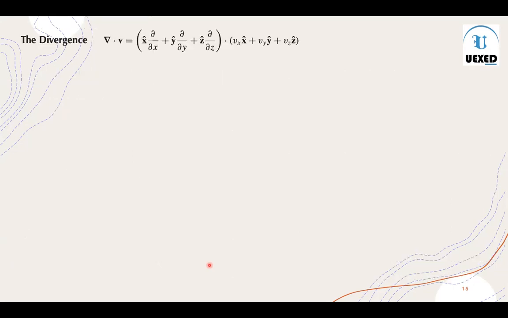So first of all, let's go for the divergence. When you calculate divergence, you can write, because del was defined something like this: x cap del over del x plus y cap del over del y plus z cap del over del z, then dot product with V, where V is a vector with components Vx, Vy, Vz.